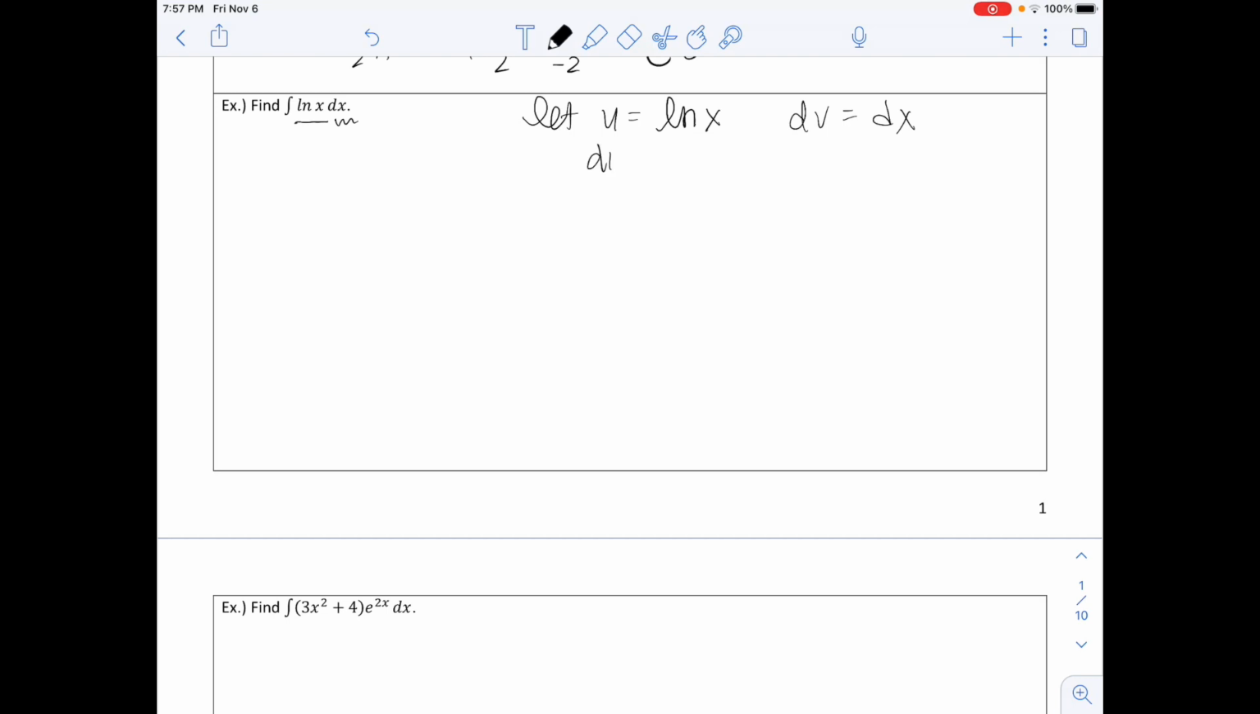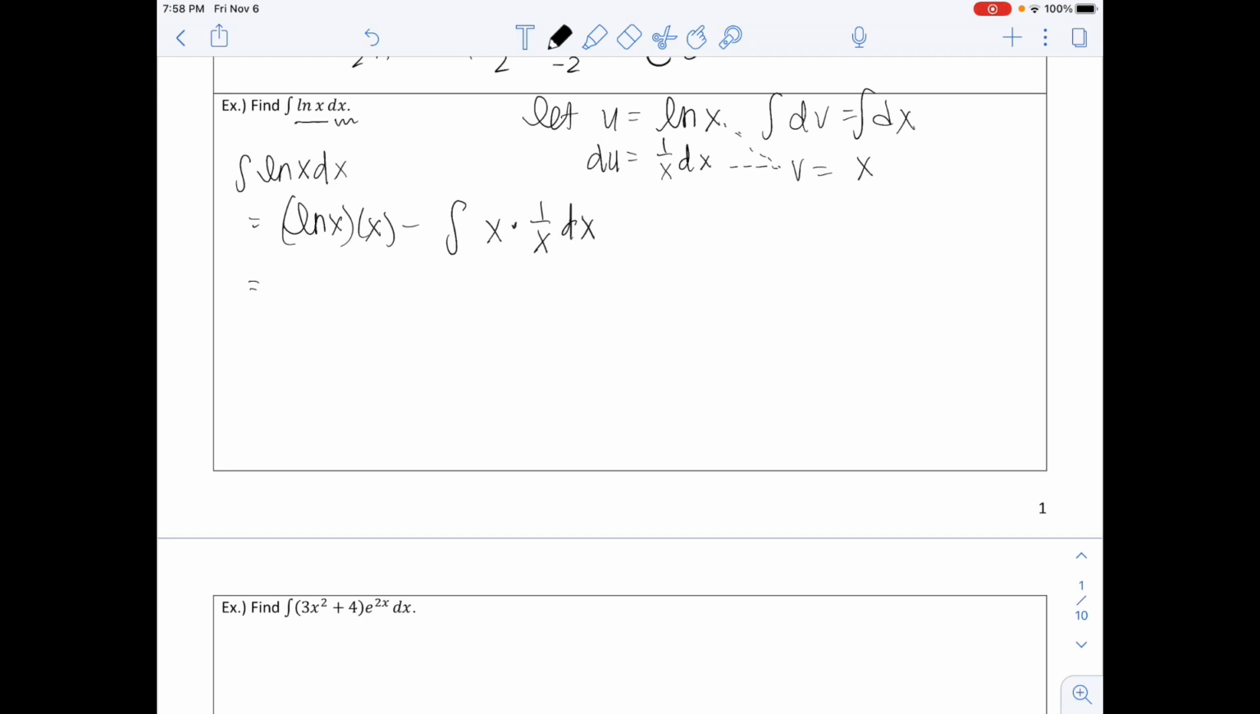From here, taking a derivative of the left side, I end up with du, and of the right side, I end up with 1 over x dx. Integrating the second equation, I end up with v is equal to x. From here, we have the integral of ln of x dx is equal to u times v from our formula. So I'm going to have ln of x times x, putting those in parentheses, minus the integral of v du, which is going to be x times 1 over x dx.